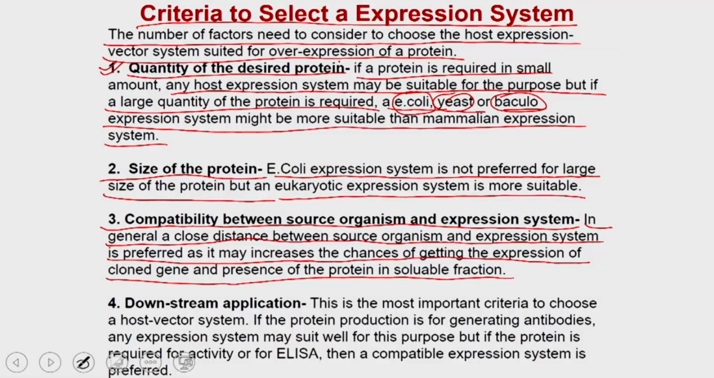Now, the fourth point, and the most important, is the downstream application of the protein which you are going to overexpress. This is the most important, because the ultimate goal of biotechnology is to overexpress this protein and utilize it in downstream applications. So, once you have an idea about the downstream applications, then you can choose a suitable expression system.